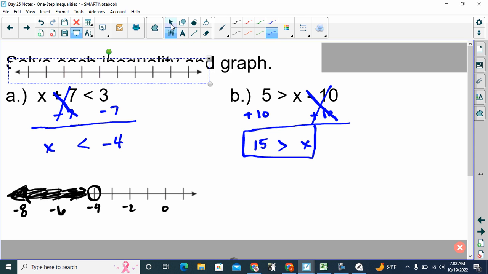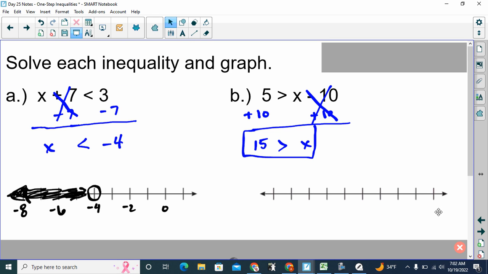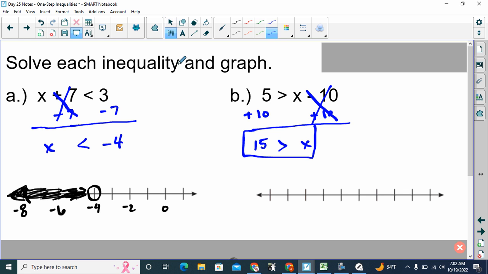It also asks us to graph. 15 needs to be on our number line. 16, 17, 18, 19, 14, 13, 12, 11. The circle again should be open. 15 is bigger than the x. 15 is bigger than my shading, so I shade this way.